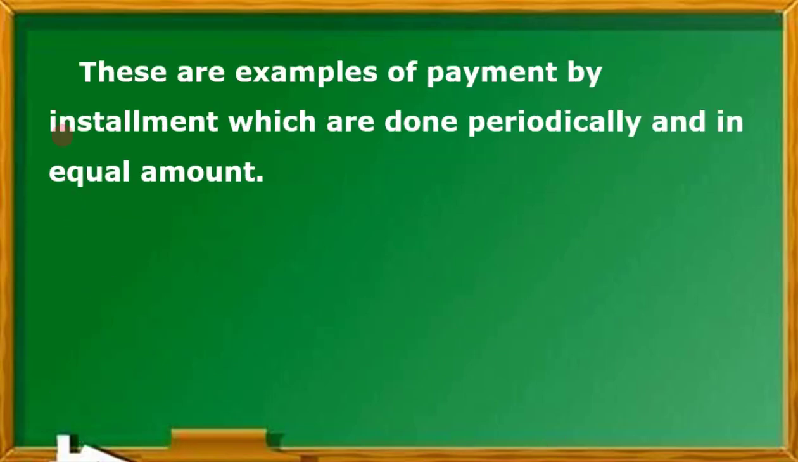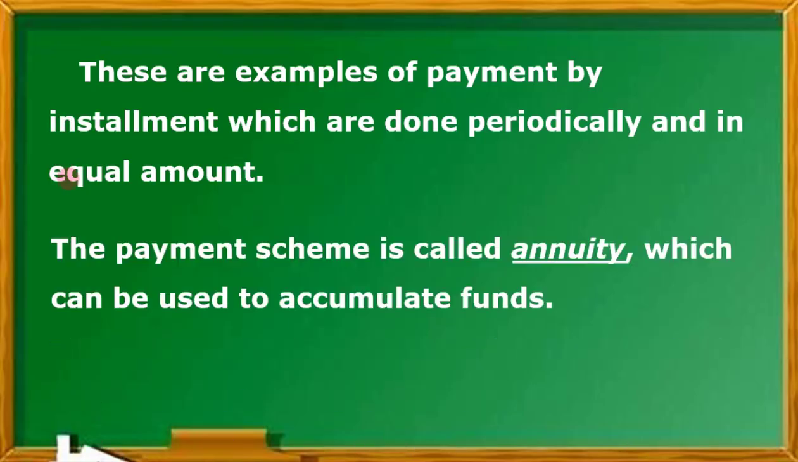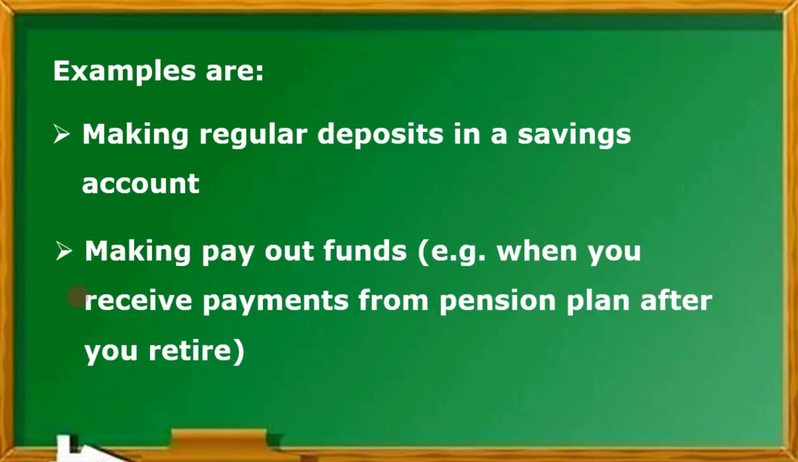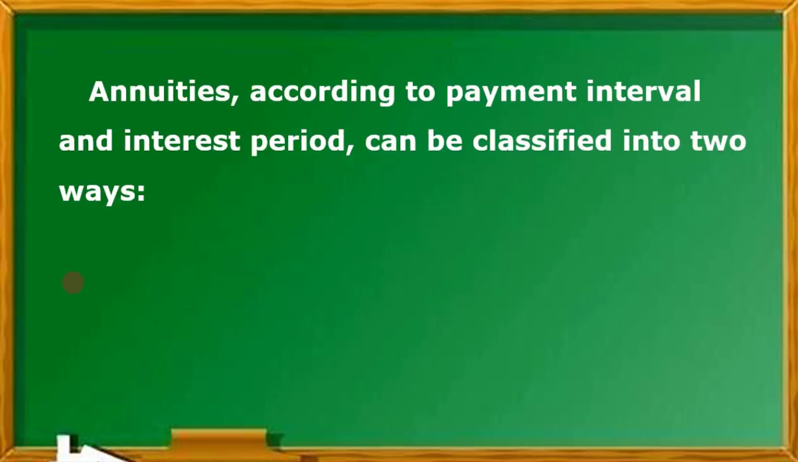These are examples of payment by installment, which are done periodically and in equal amounts. The payment scheme is called an annuity, which can be used to accumulate funds, for example, making regular deposits in a savings account, or to make payout funds, for example, when someone receives payments from a pension plan after retiring. Annuities, according to payment interval and interest period, can be classified into two ways: simple annuity and general annuity.